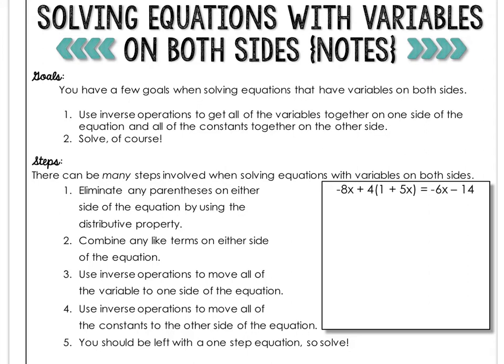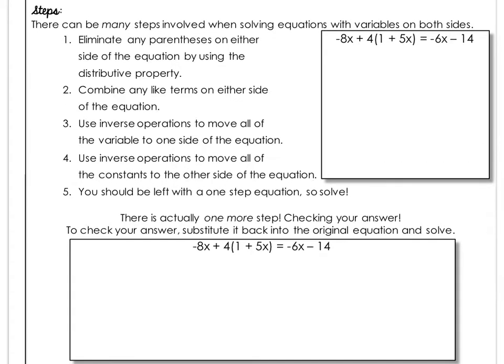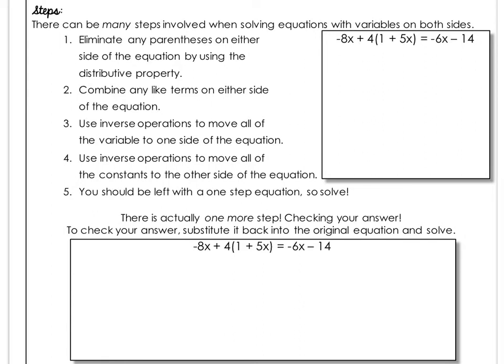In solving equations with variables on both sides, you have a couple goals. The first goal is to use inverse operations to get all the variables together on one side of the equation and all the constants together on the other side, and then, of course, solve. There can be many steps, but the same steps always apply.